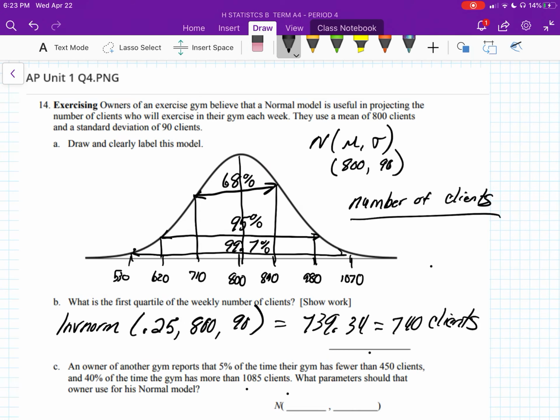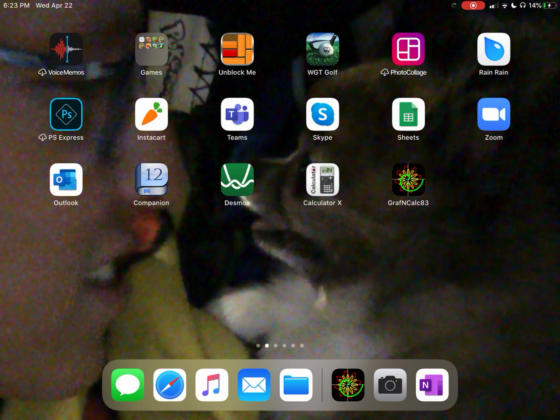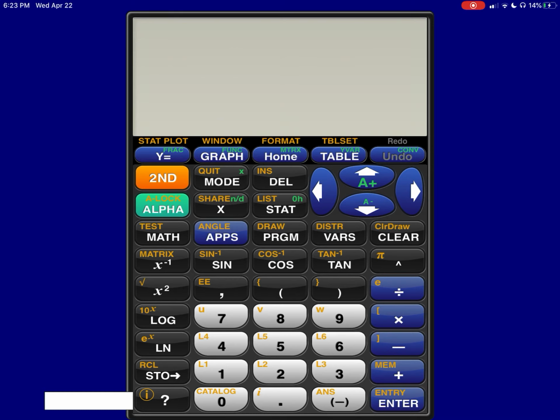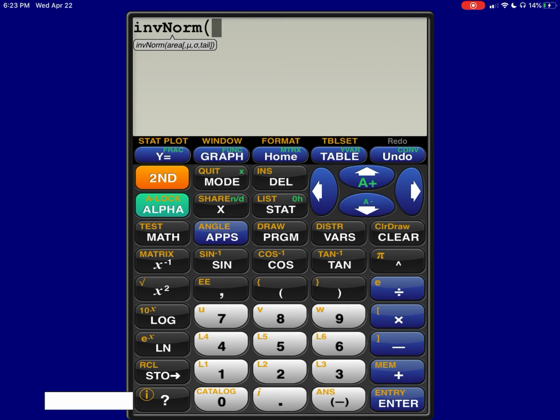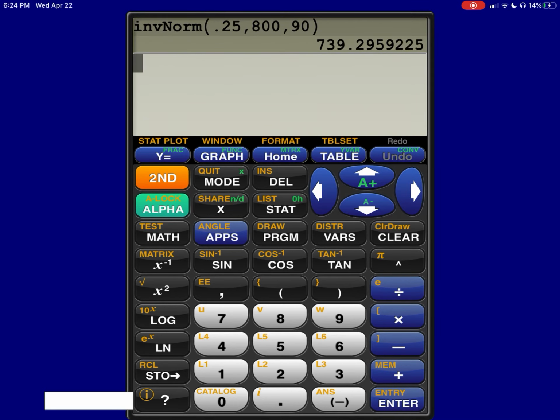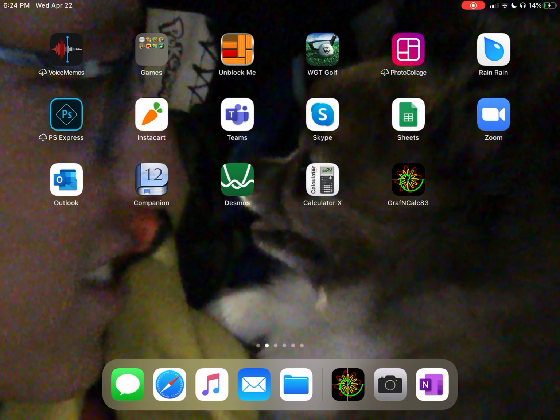We're going to see if this works here. We're going to go to my new calculator that I just got here. And if you remember, our inverse normal is a little bit different than yours. So I'm going to see if I can get it to work here. So this is, the area is 0.25. I haven't tried this yet. And our mean was 800. And our standard deviation was 90. And there we go, 739.29. It's a miracle. Thank you, Mr. Duputron. He gave me that.